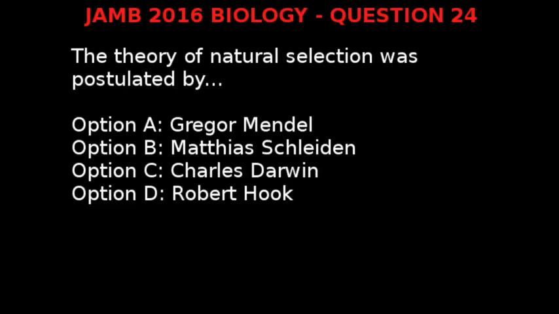JAMB 2016 Biology Question 24. The theory of natural selection was postulated by option A, Gregor Mendel, option B, Matthias Schleiden, option C, Charles Darwin, option D, Robert Hooke. Our correct answer here is option C, Charles Darwin.